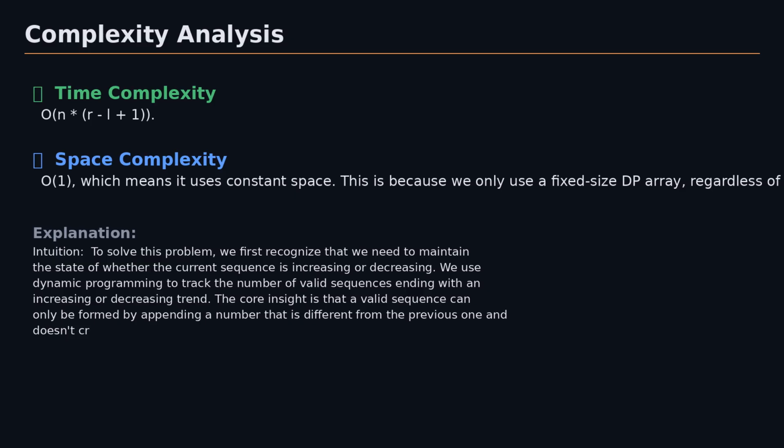The time complexity of this solution is O(n times (r minus l plus 1)). However, since we actually calculate for each possible number in the range only once, the actual time complexity simplifies to O(n times (r minus l plus 1)). The space complexity is O(1), which means it uses constant space, because we only use a fixed size dp array, regardless of the input size n and range L to R.